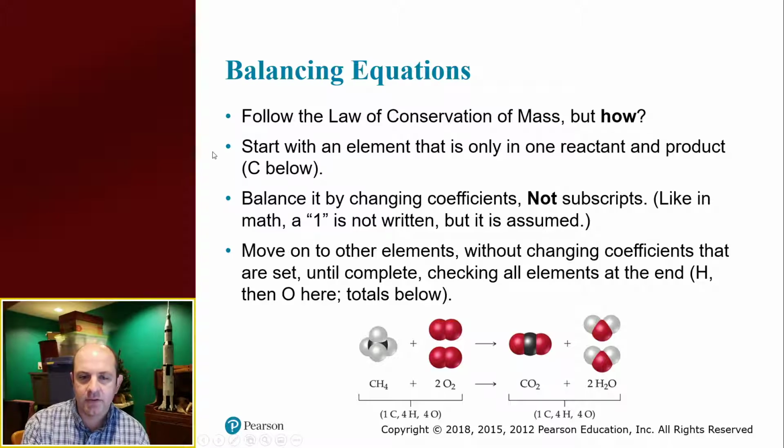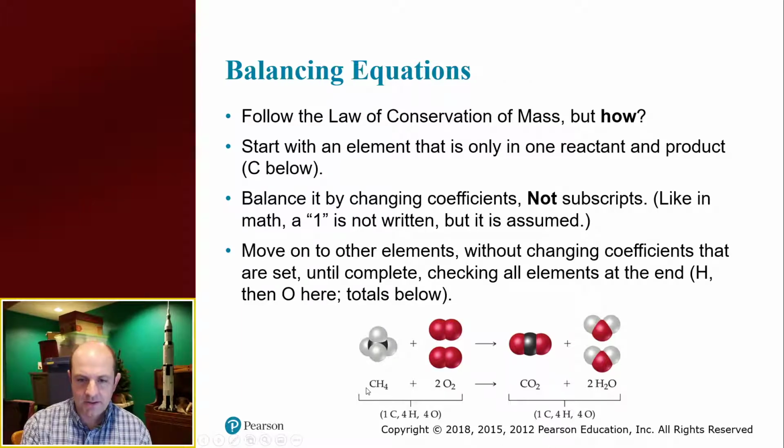So the hints that they'll give us here are start with an element, ideally that's only in one reactant and one product, so that if you can make those match, well, maybe it's not the right numbers at the end, but it's at least the right ratio it has to be for that element. We balance it by changing coefficients, not by changing subscripts. So we don't write a little one afterwards. We don't have to write a 1 in front. It's assumed. But we have to do that to make sure it's good. And then we'll move on to other elements.